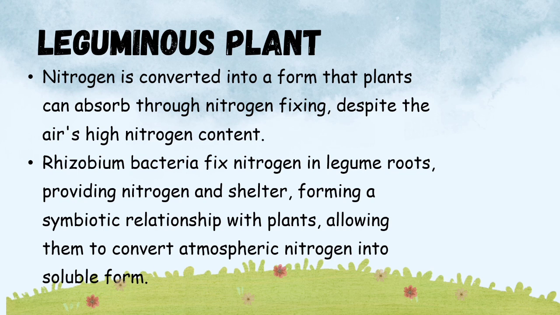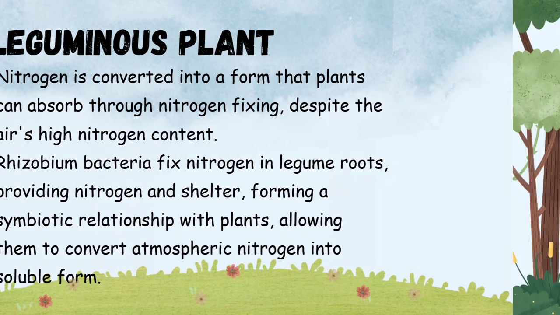Nitrogen is converted into a form that plants can absorb through nitrogen fixing, despite the air's high nitrogen content. Rhizobium bacteria fix nitrogen in legume roots, providing nitrogen and shelter, forming a symbiotic relationship with plants, allowing them to convert atmospheric nitrogen into soluble form. So, in a symbiotic connection with plants, rhizobium bacteria fix nitrogen in legume roots, giving them both shelter and nitrogen, enabling the plants to transform atmospheric nitrogen into soluble form.